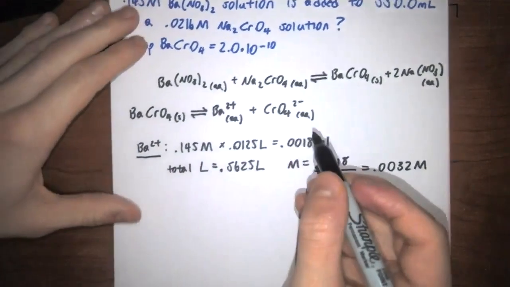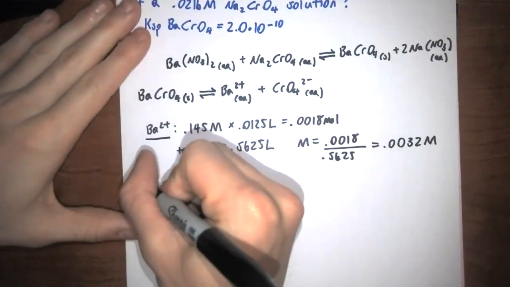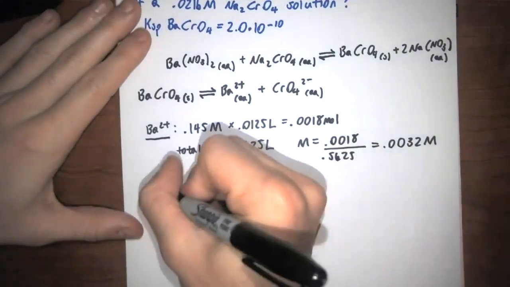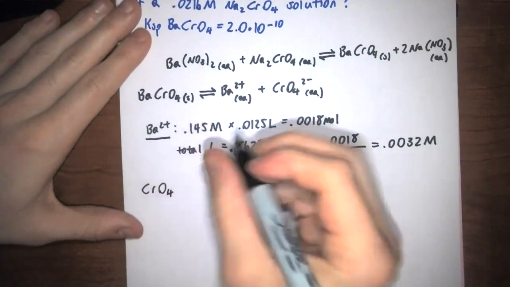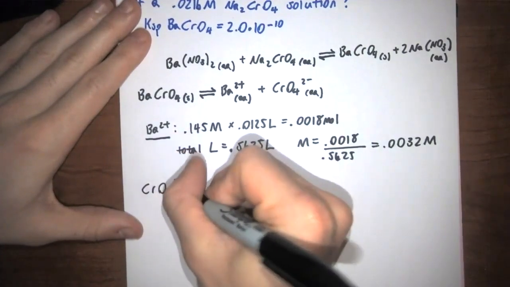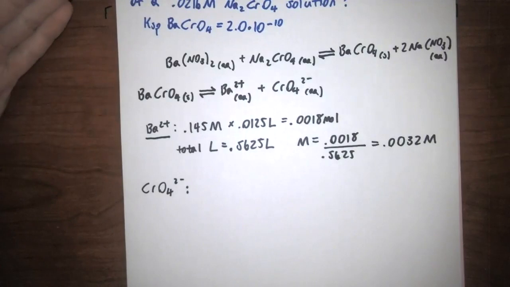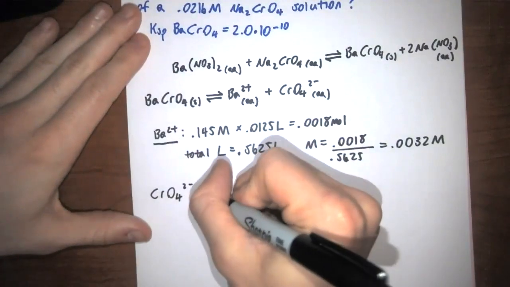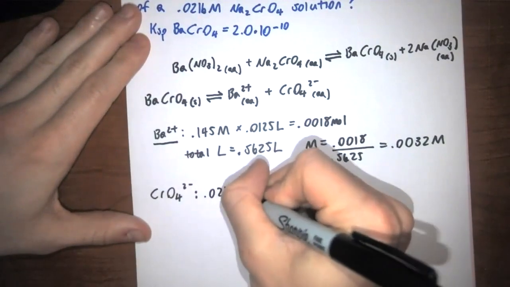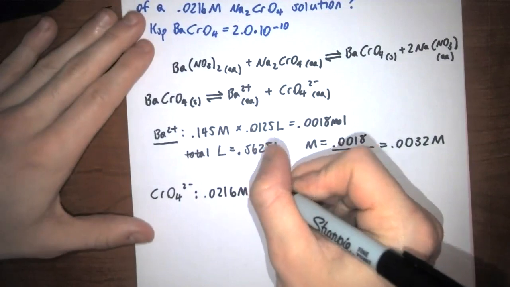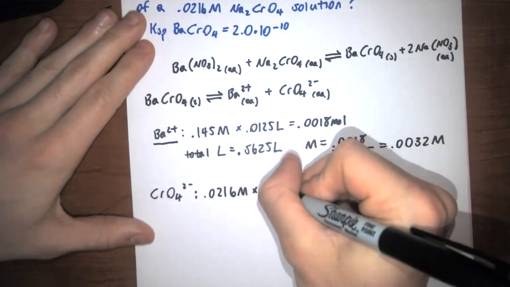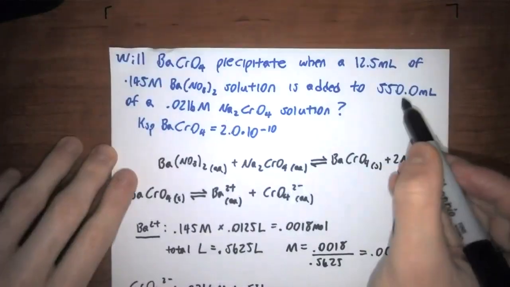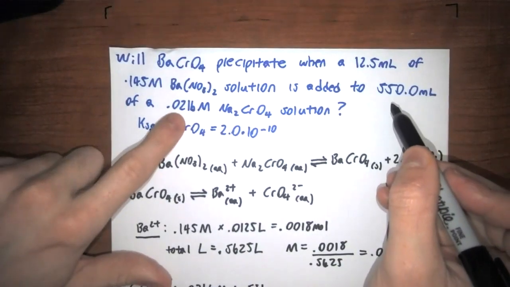Well, we need chromate. So let's do chromate right below it. CrO4 2-. It's the same exact approach. 0.0216 molar sodium chromate. So 0.0216 molar times 0.55 liters, because we have 550 milliliters of that 0.0216 sodium chromate solution.